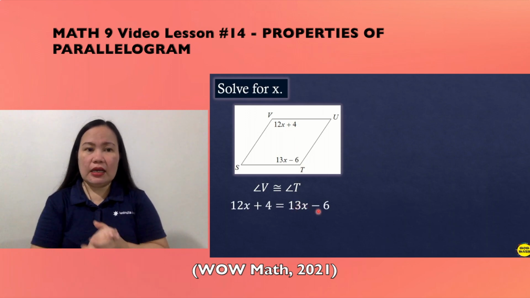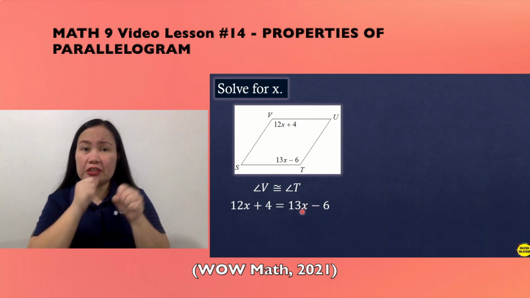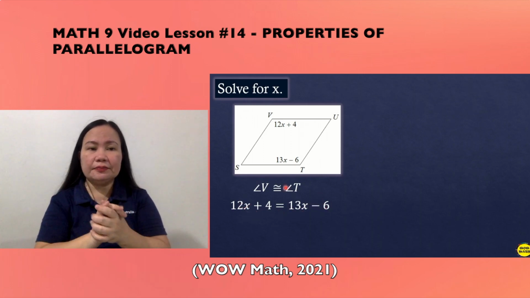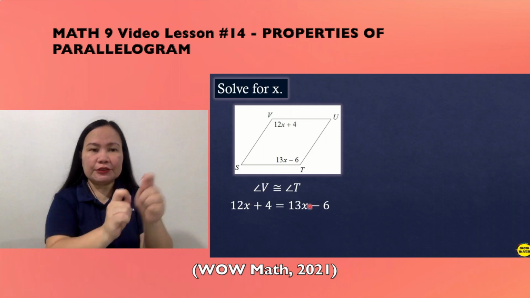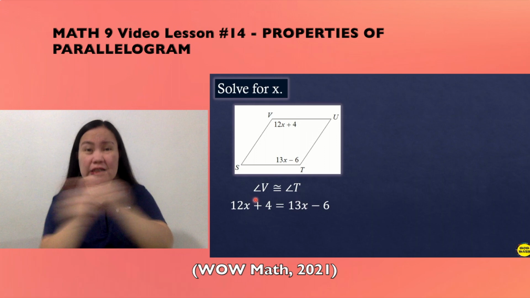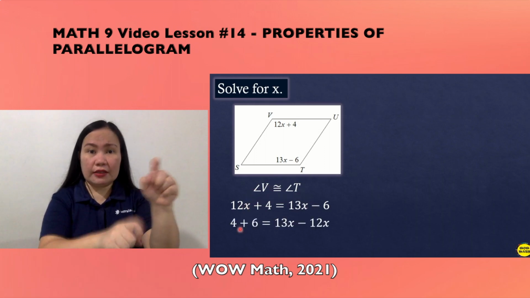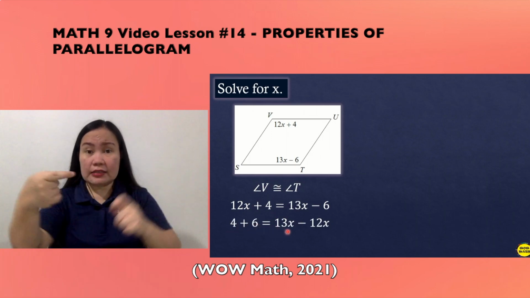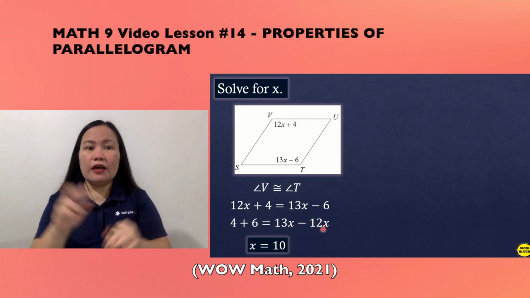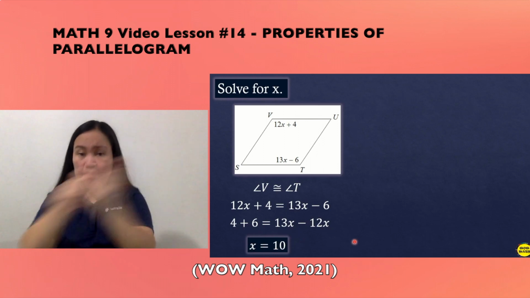Okay, so then combine similar terms. So, para hindi na tayo mag-negative yung x natin, ilipat na lang natin dito sa right side si 12x. Tapos si negative 6 doon sa kabila. No? Kasi kung si 13x nilipat mo doon, magne-negative x, naging negative pa yung x mo. No? So, yung 12x na lang lipat mo dito. So, that is 4 plus 6 is equal to 13x minus 12x. 13x minus 12x, that is x. And 4 plus 6, that is 10. So, the value of x is 10.